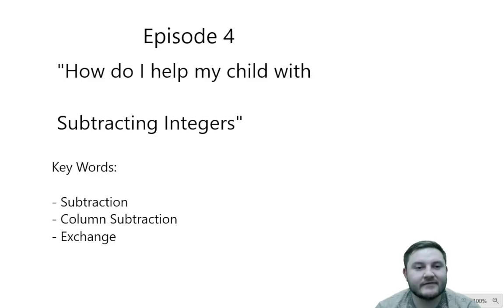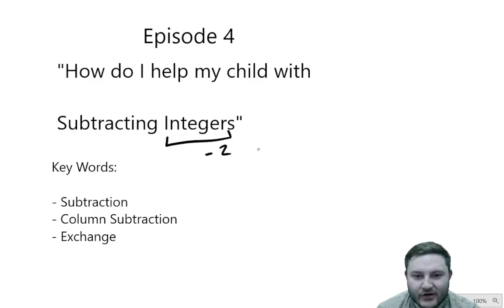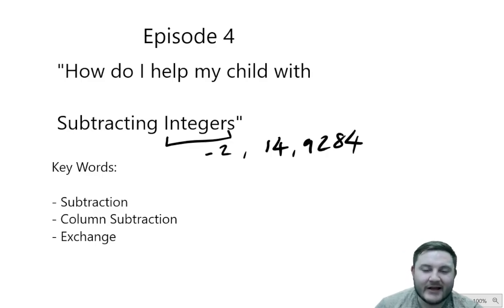So, first things first, if you've not seen the first episode on adding integers, just a quick note to say that an integer is just a whole number. So an example of an integer could be -2, or it could be 14, or 9,284. It could be any of these values, right? An integer is just a whole number, so nothing that has a decimal component or a part of a whole.